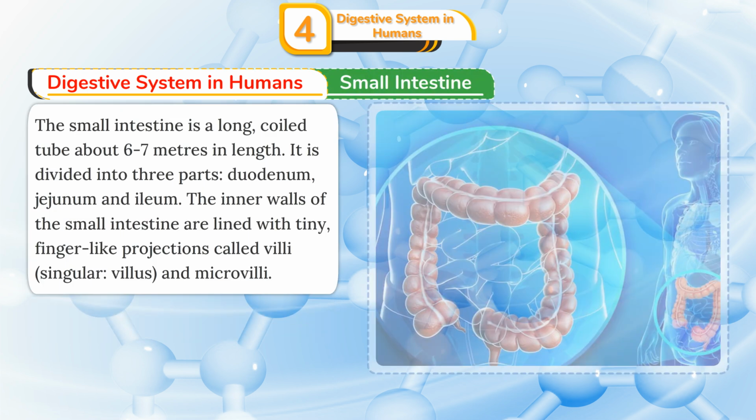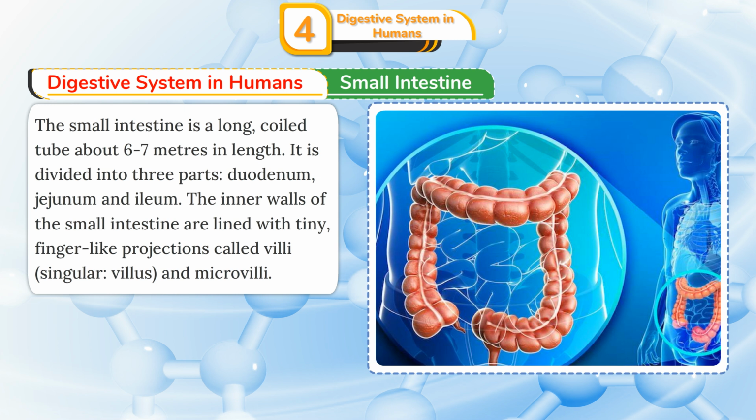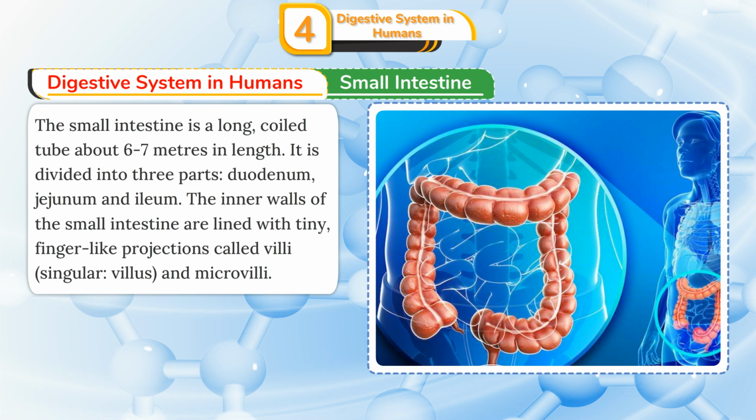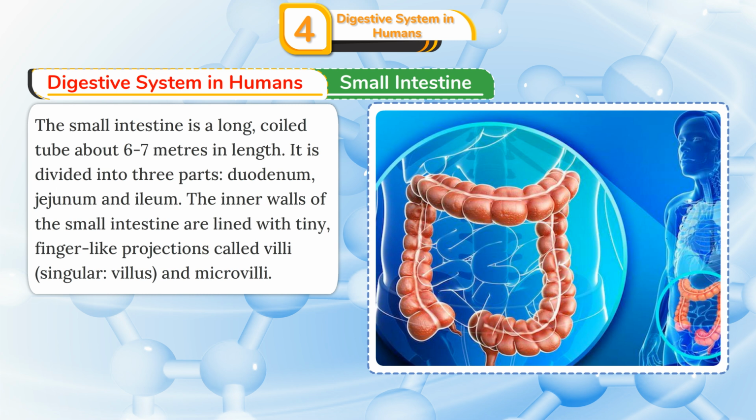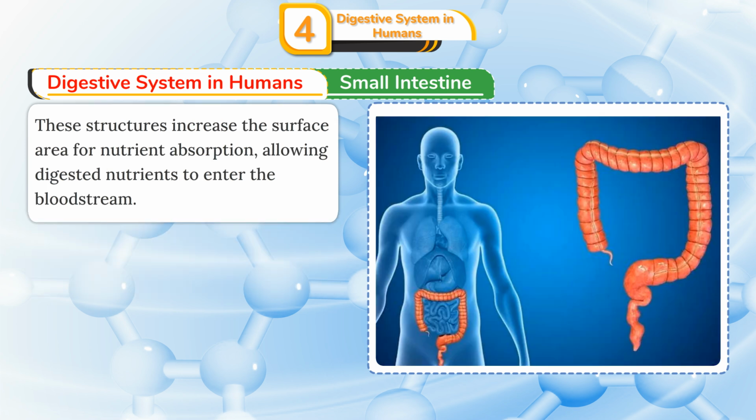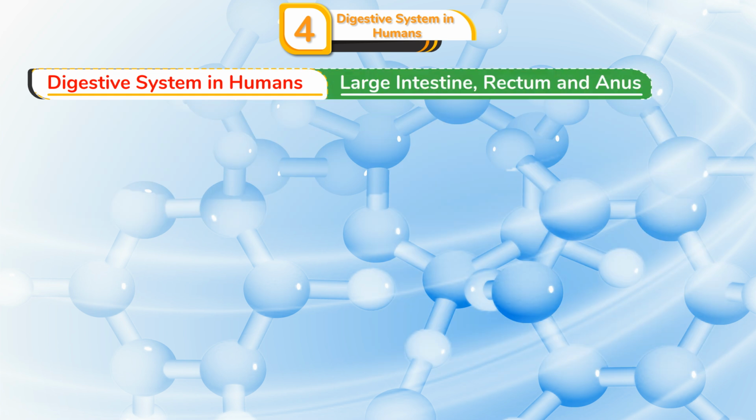Small intestine. The small intestine is a long coiled tube, about 6–7 meters in length. It is divided into 3 parts: duodenum, jejunum, and ileum. The inner walls of the small intestine are lined with tiny finger-like projections called villi (singular, villus) and microvilli. These structures increase the surface area for nutrient absorption, allowing digested nutrients to enter the bloodstream.